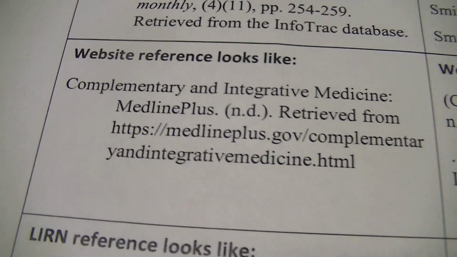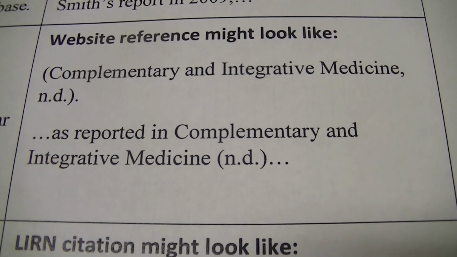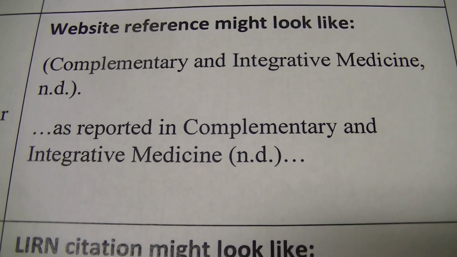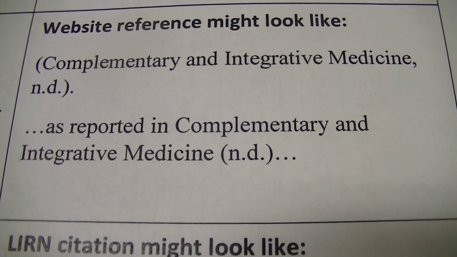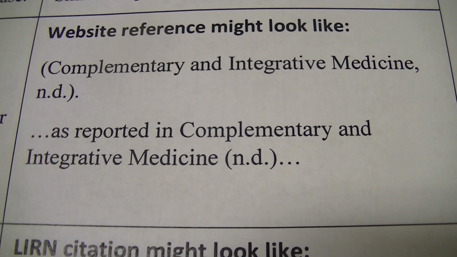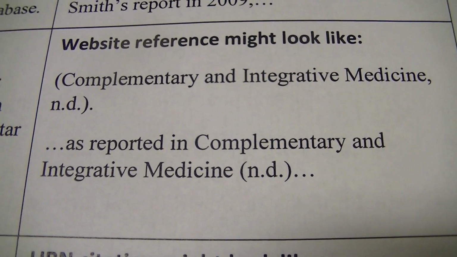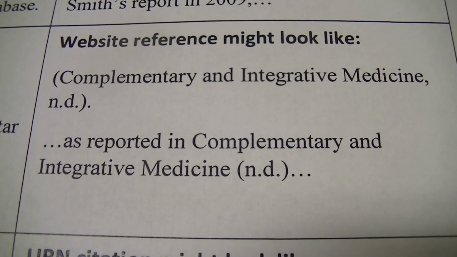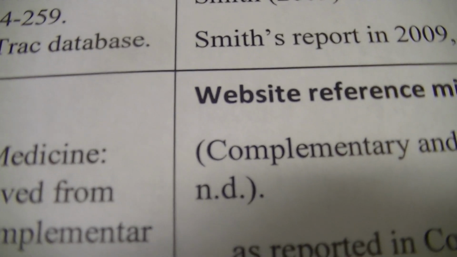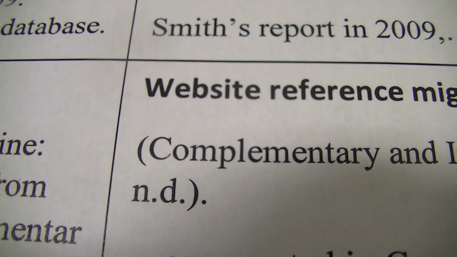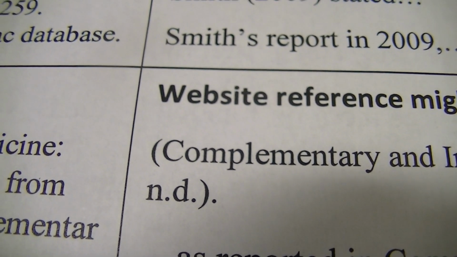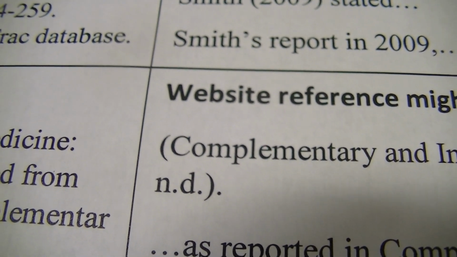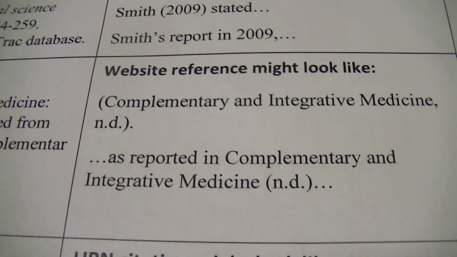What do we do in this case? We use the name of the article and the year. Even if there's not a year, you just put N period, D period. And again, we can put that in parentheses at the end of a sentence: complementary and integrative medicine, comma, N period, D period, no date. Notice I have the parenthesis, and then I put a period outside of that parenthesis because that parenthesis is considered part of that sentence. So you're putting it right after where you're talking about it.